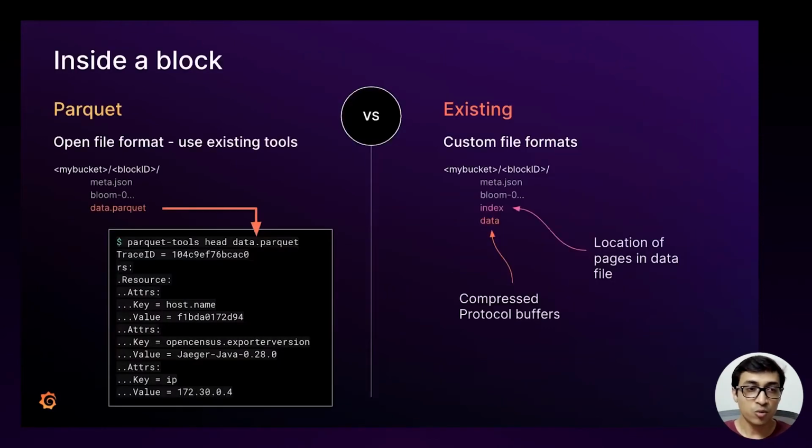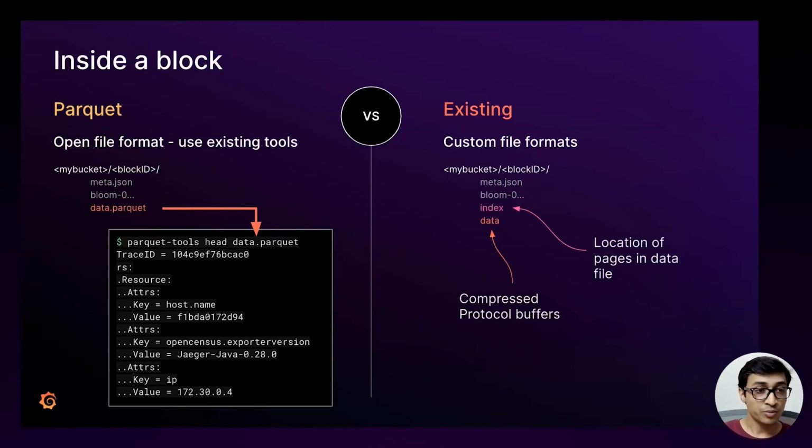So now let's look at what a block with Parquet data files actually looks like. Tempo is going to write the data Parquet files, as we've seen in the previous slides, into a block and store it in an object store. The hierarchy of the object store bucket looks something like this. We have the bucket ID, and then we have the block IDs, and under that we have a couple of files that include metadata, Bloom filters, and then the data Parquet.